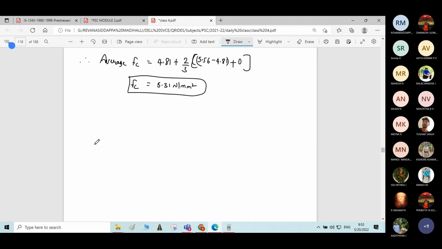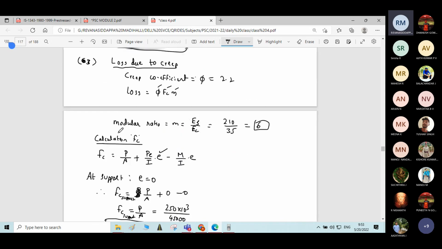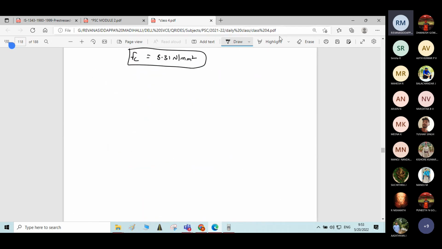Okay, now we can calculate loss due to creep. M is known, FC is known, phi is known. Just substitute. Therefore, loss is equal to phi, that is 2.2, into FC 5.31, into M which is 6. Therefore it is 70.092 Newton per mm square. So we got the loss due to creep. If there are any doubts in this calculation, you can ask, students.